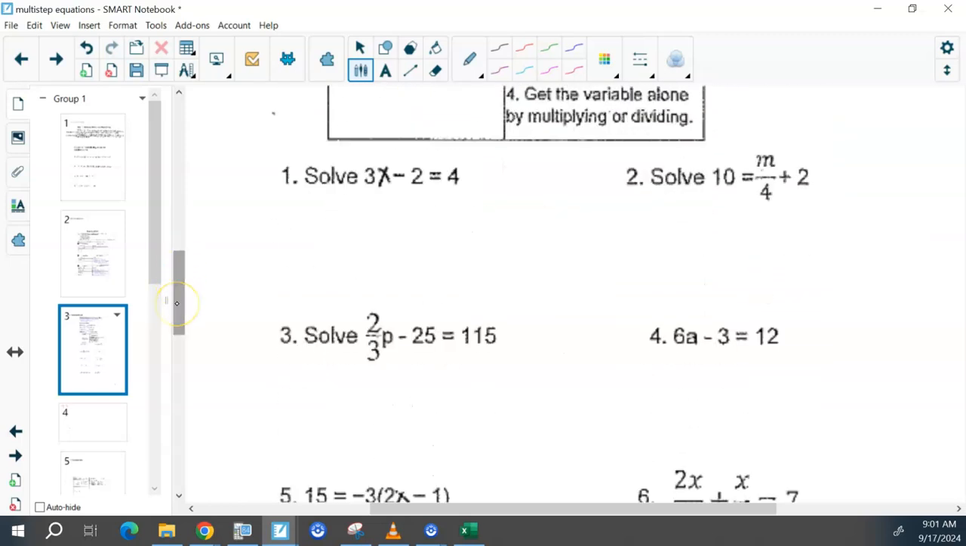Alright, I want you guys to look at this page and find any of these questions that look challenging, that you wouldn't be sure how to start, you want to go over together, anything like that. Number 3. Number 3.